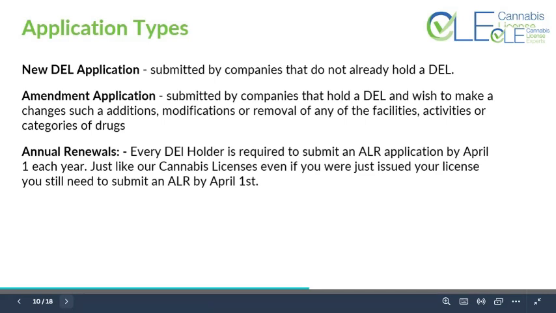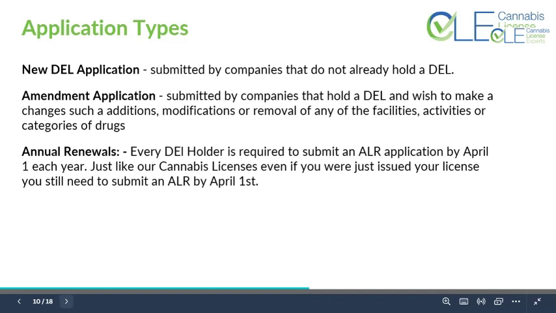So, number one, your new DEL application. If you do not already hold a DEL, you're going to have to apply for one. Your next would be to amend the application. So if you wish to add activities, make additions or modifications, removal of any part or addition of any part of a facility, or any categories of drugs, it will be very specific to what you are applying for.